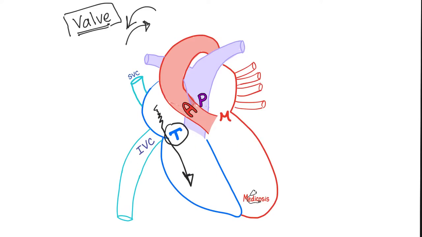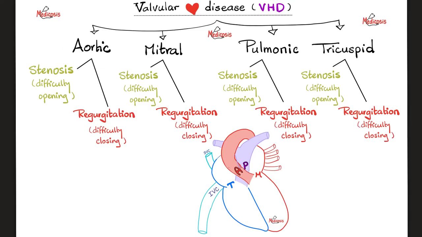How many valves do we have in the heart? The answer is 4. Mitral valve between left atrium and left ventricle, tricuspid valve between right atrium and right ventricle, aortic valve between left ventricle and aorta, and pulmonic valve between the right ventricle and the pulmonary trunk. Each one of these heart valves can suffer from stenosis or regurgitation. What's the definition of stenosis? Difficulty at opening. It was supposed to open, but it didn't open properly. Regurgitation. It was supposed to close, but it did not close properly. In the last video, we talked about tricuspid stenosis. Today, we'll talk about tricuspid regurg.